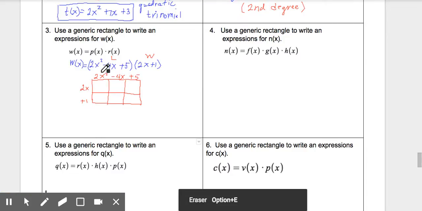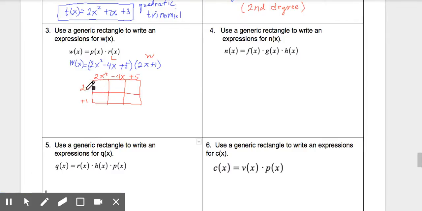So now we multiply 2x times 2x squared. 2 times 2 is 4. X times x squared is x cubed. 2x times negative 4x is negative 8x squared. 2x times 5 is positive 10x. 1 times 2x squared is 2x squared. 1 times negative 4x is negative 4x. And 1 times 5 is equal to 5.